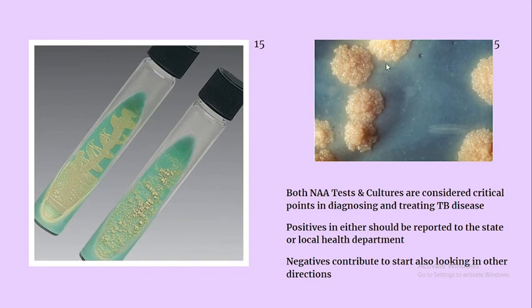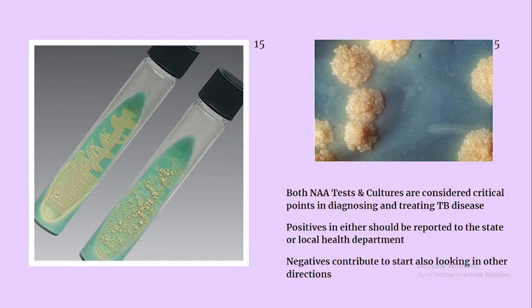You can see it's all clumped together. This is a zoomed-in version under the microscope, and this is a version of just looking with your eyes. You can see the growth on the green slant. And so, basically, both nucleic acid tests and cultures are considered critical points in diagnosing and treating TB disease, because a positive in either is supposed to be reported to the state or local health department, because it's very, very likely that you have TB disease, and we want to make sure that's contained and not spreading. So it's important to alert the local state health department.